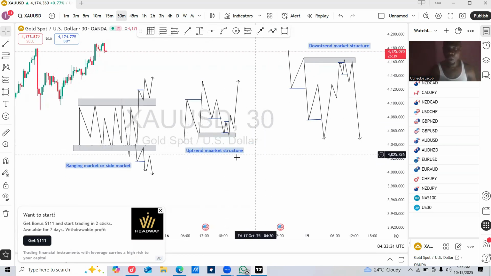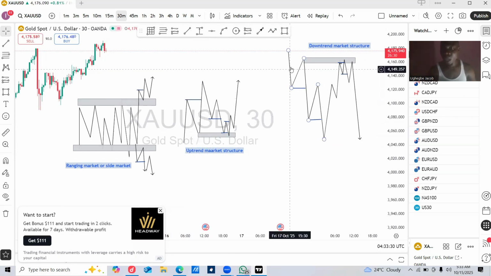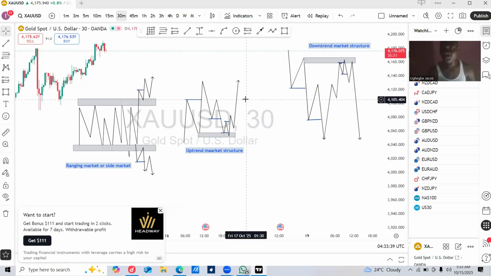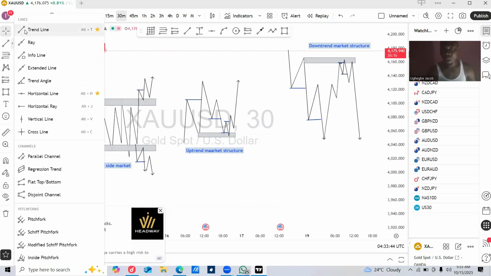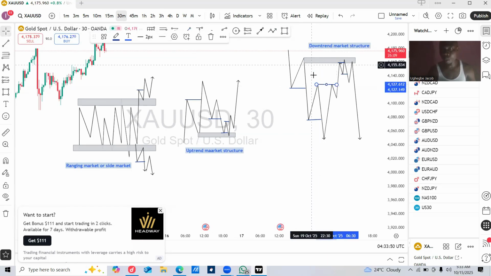We have the uptrend market, which is once the market is creating and has broken the recent high. And when the market is coming down to break the recent low, that is a downtrend market. But remember, this area here is our equal high, which is the liquidity resting above this area before the order block.